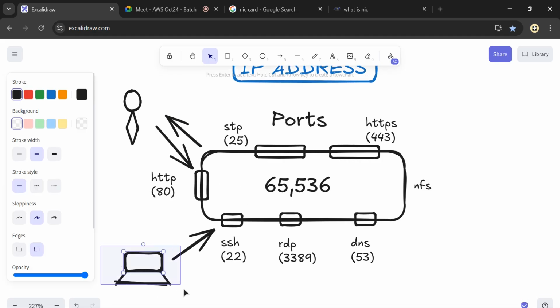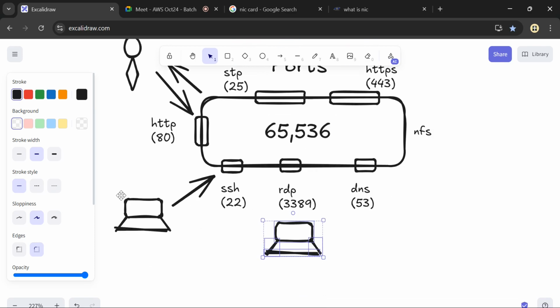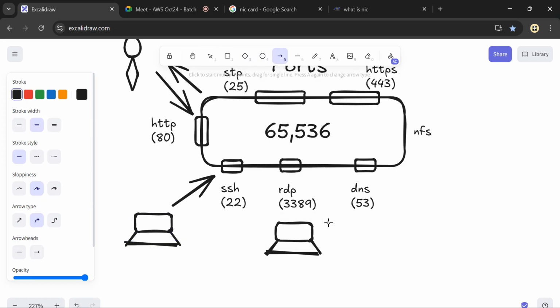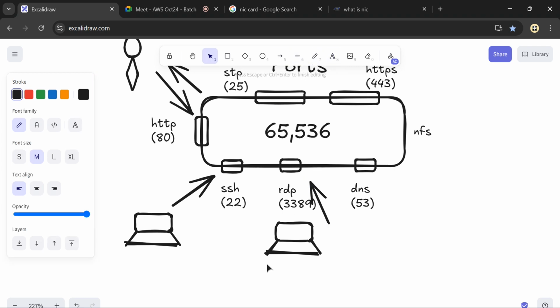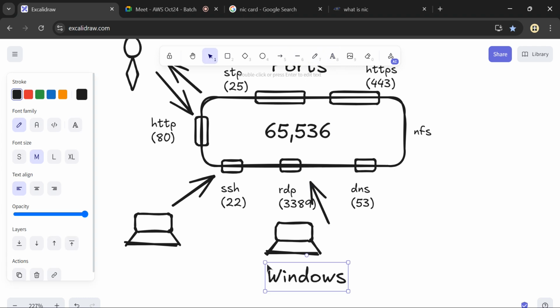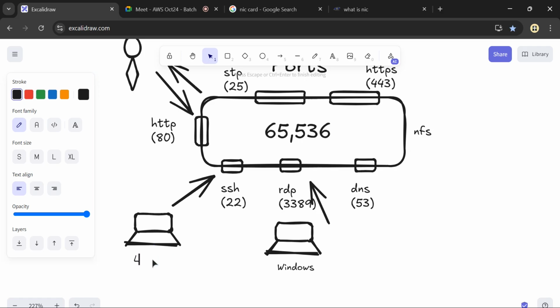RDP port is similar to this SSH port, but this will be used for Windows. SSH is used for Linux, right? So this is what we have discussed. So this RDP port, again, will be used to connect your machine with your server. So if it is a Windows server, then you will be using port number 3389, that is the RDP port. And if it is Linux, then you will be using port number 22, that is the SSH port.